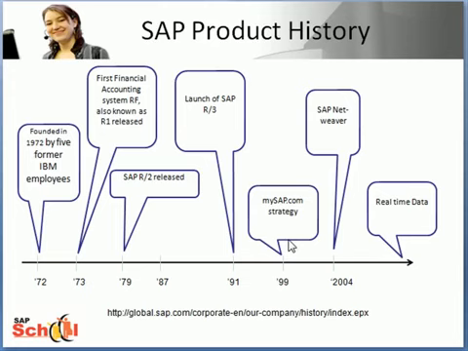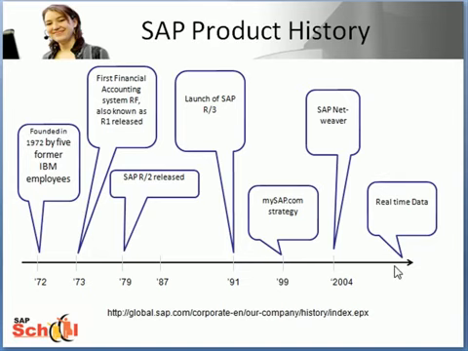In 1999, the CEO Hasso Plattner at that time announced the mysap.com strategy, which basically was a way of connecting the backend ERP system to the latest e-commerce platforms. In 2004 was the launch of SAP NetWeaver, which was the new integration and application platform.